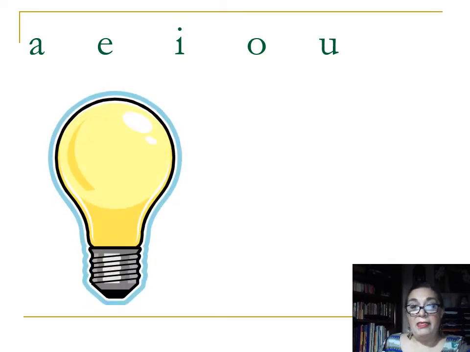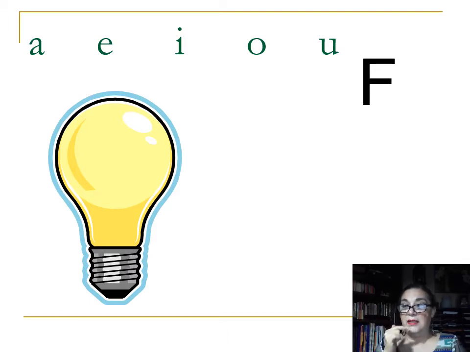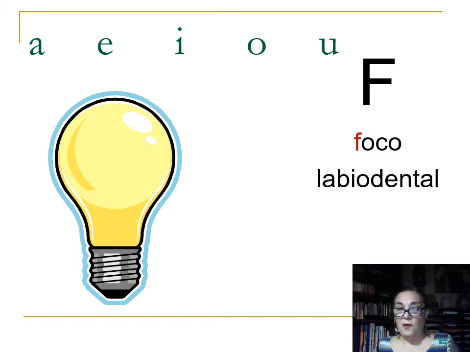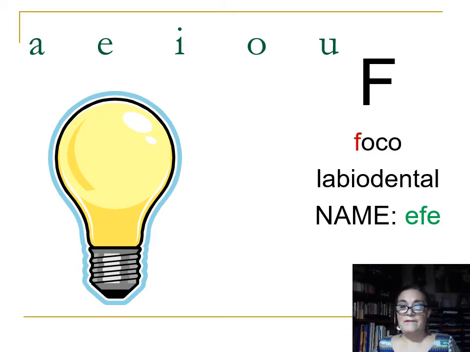The letter F. F is our next consonant. We call that consonant labiodental. This consonant is labiodental because to produce the sound, we use the teeth and the lip, labial and then dental, okay? Again, if we see the visual, you will see that it's foco, a bulb of light, we call it foco, and the name is efe. If we pronounce it with the vowels: fa, fe, fi, fo, fu. Again, fa, fe, fi, fo, fu.